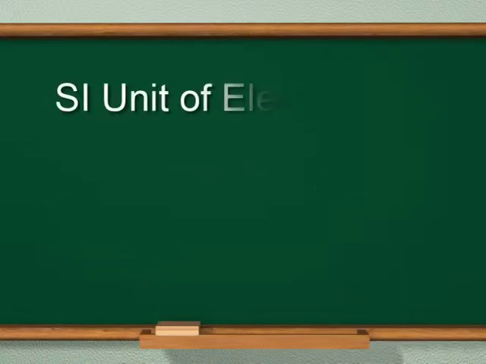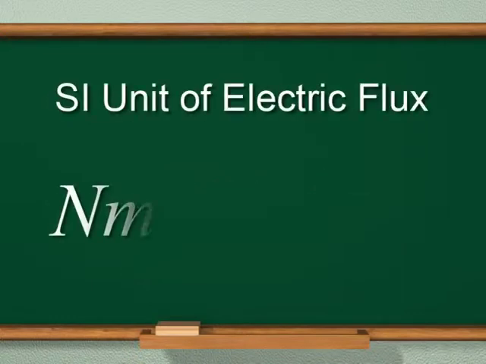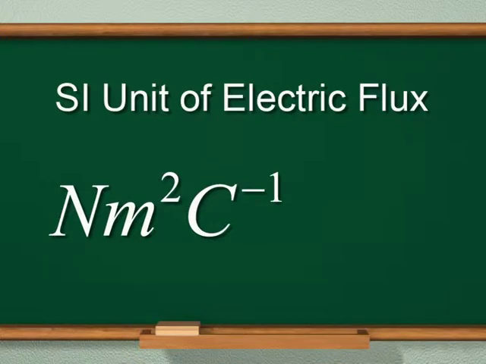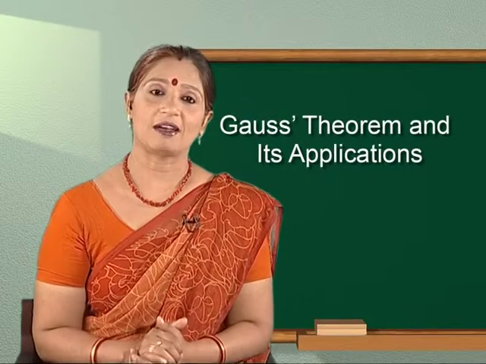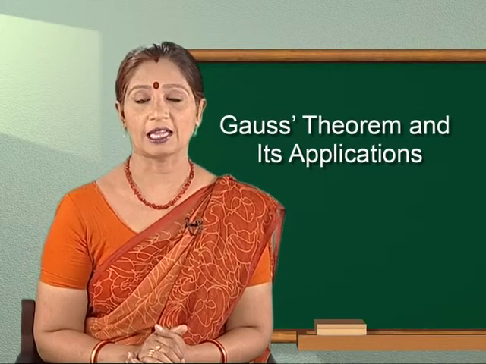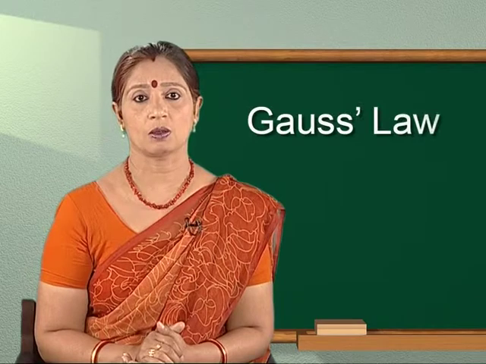The SI unit of electric flux is Newton meter square per coulomb. If you have understood the concept of electric flux, it will be easy for you to understand the Gauss law.